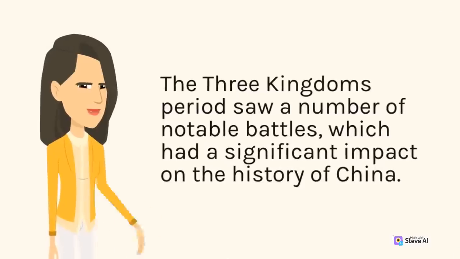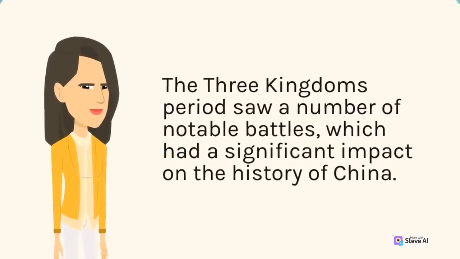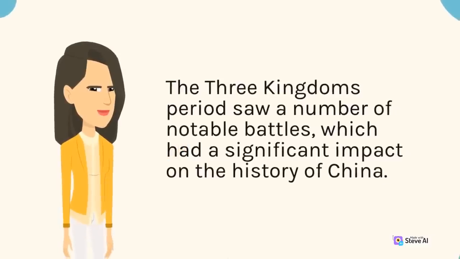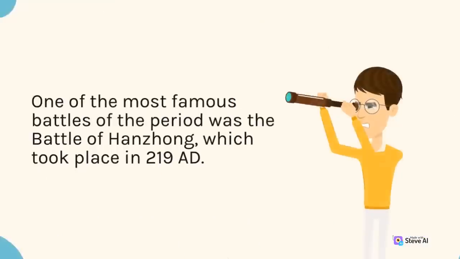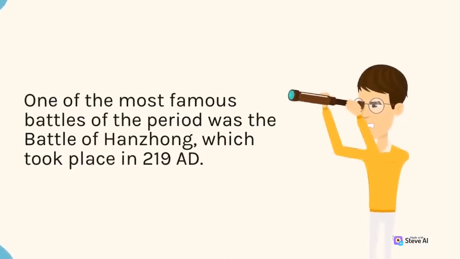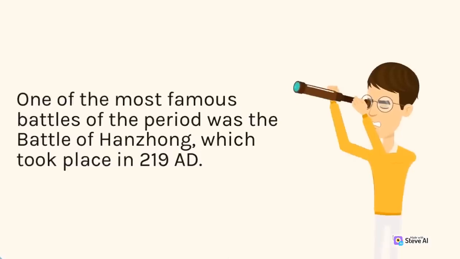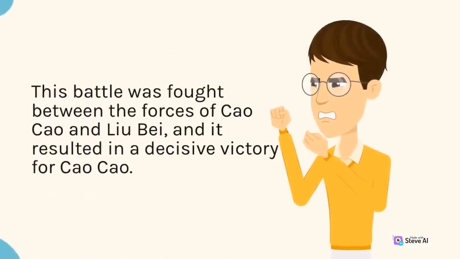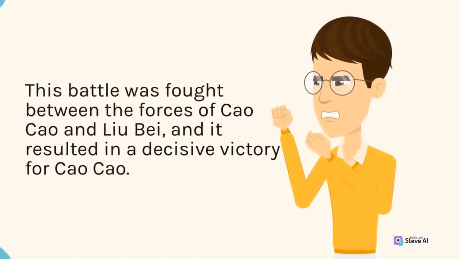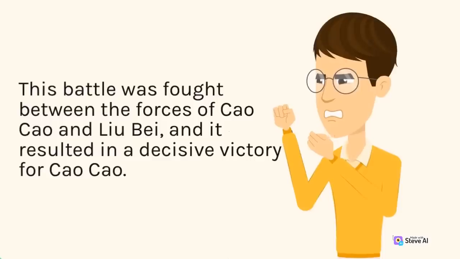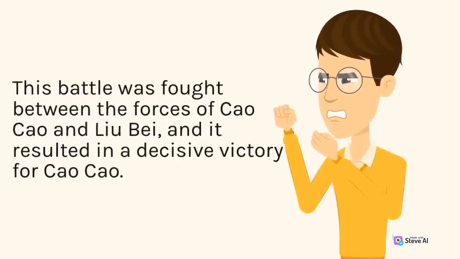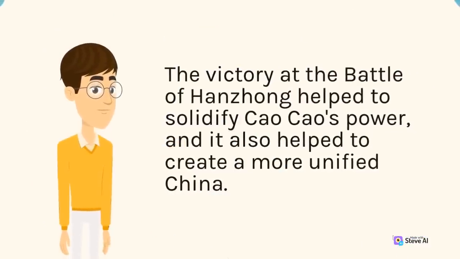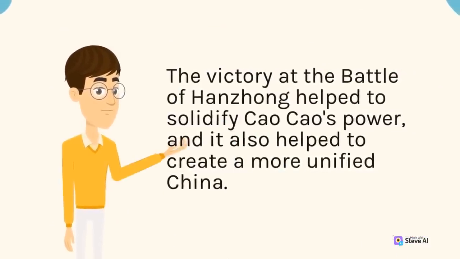The Three Kingdoms period saw a number of notable battles, which had a significant impact on the history of China. One of the most famous battles of the period was the Battle of Hanzhong, which took place in 219 AD. This battle was fought between the forces of Cao Cao and Liu Bei, and it resulted in a decisive victory for Cao Cao. The victory at the Battle of Hanzhong helped to solidify Cao Cao's power, and it also helped to create a more unified China.